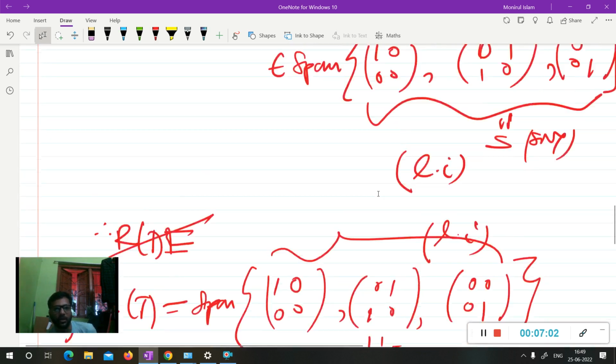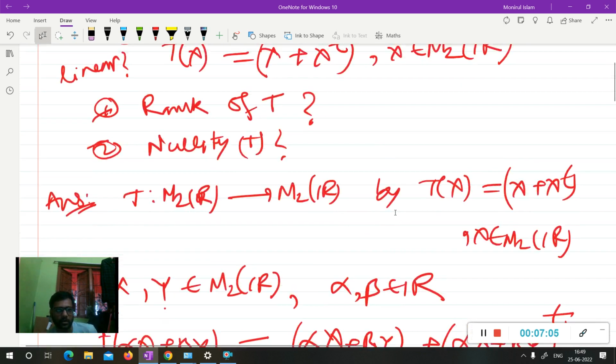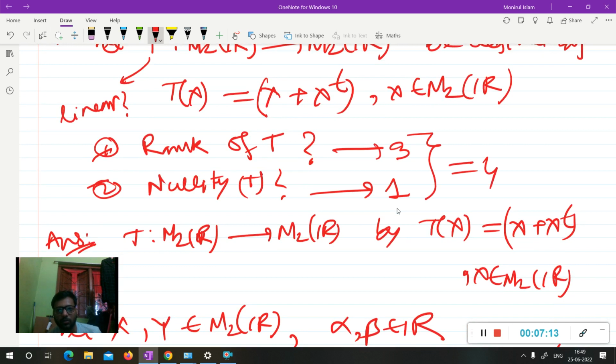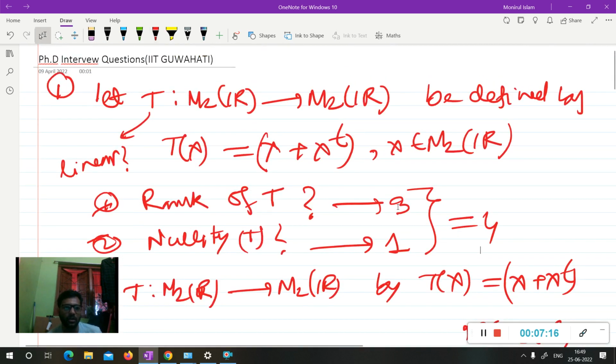So for the transformation T, rank T will be 3 and nullity will be 1. You can easily check this. If you add these, this gives 4, and the dimension of V is also 4. So it's okay. So I have described the question now. This question was asked in the Guwahati IIT PhD interview.